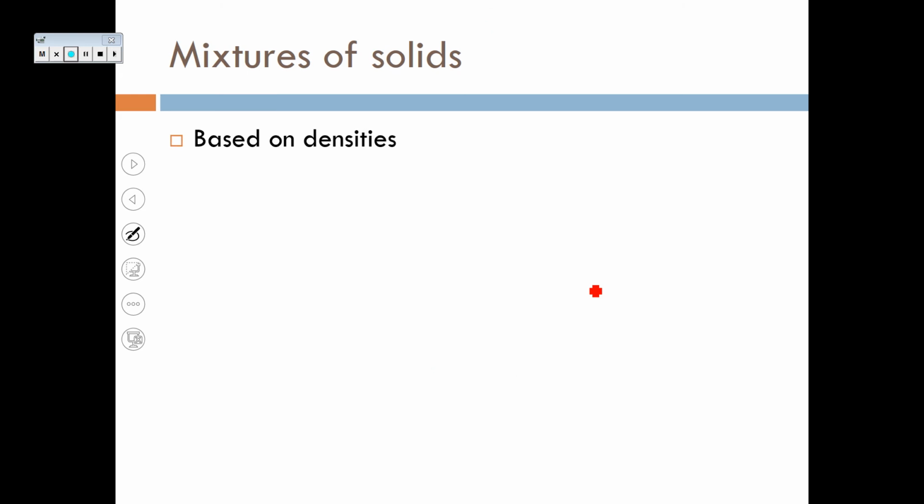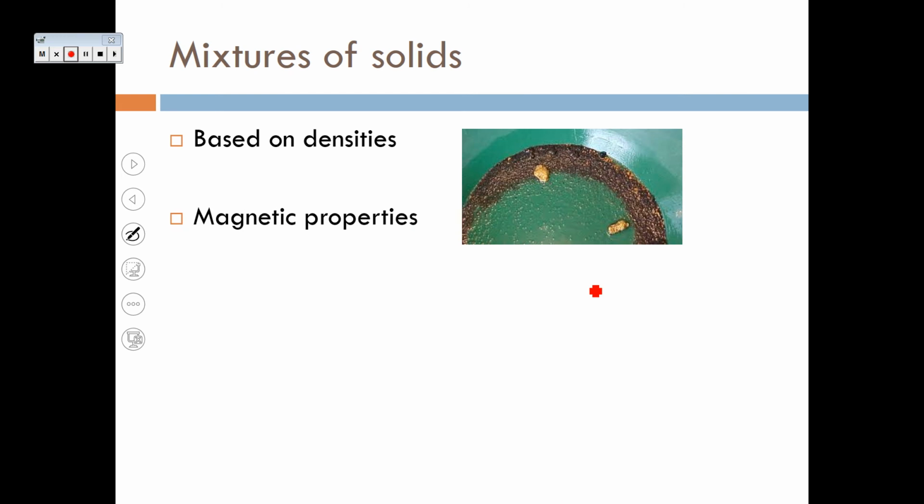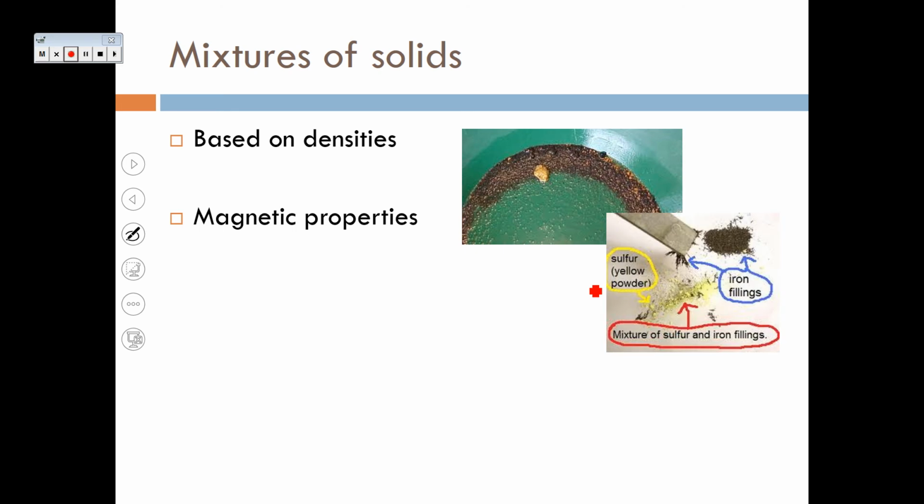Solids. If you have mixtures of solids, how can you separate them? It can be based on their densities. If you have two solid substances or two solid particles, they can separate on their own based on their densities. You can also use magnetic properties if one of your solids has a magnetic tendency. Iron is a magnetic metal. So if you have iron, for example, mixed in with sulfur, if you take a magnet, the iron can be separated by its attraction to the magnet.